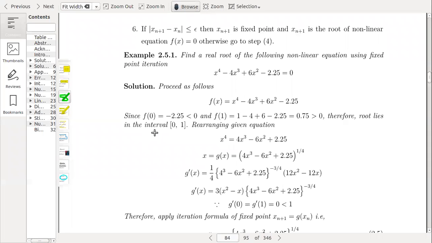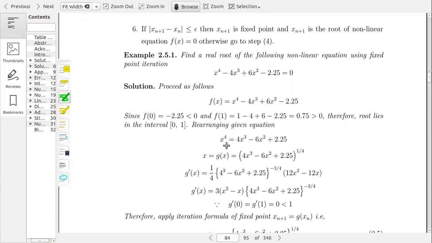Therefore, the root lies in the interval 0 and 1. Rearranging the given function, we have many choices. For example, we can substitute x^4 on the left side, or we can replace 4x^3 on the left side, or we can replace 6x^2 on the left side. So there are three obvious choices, and also many other choices.